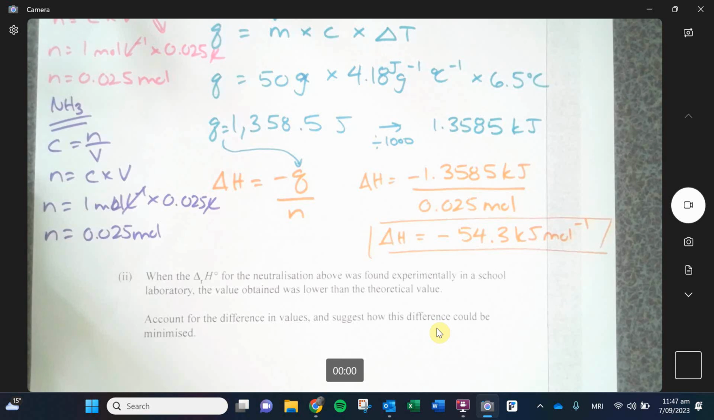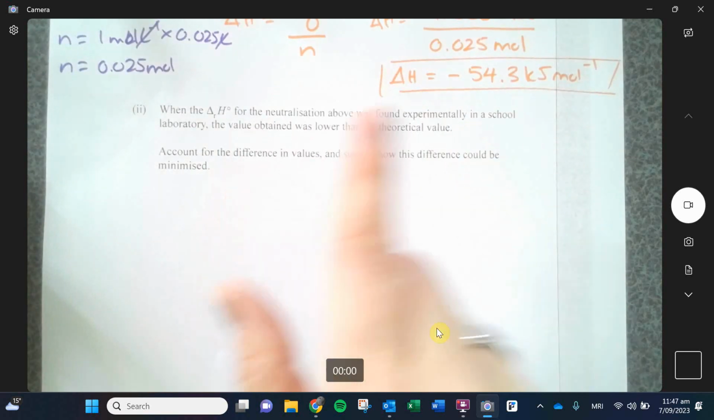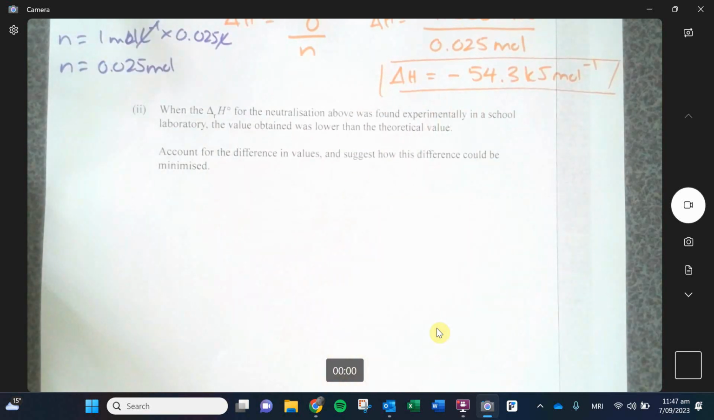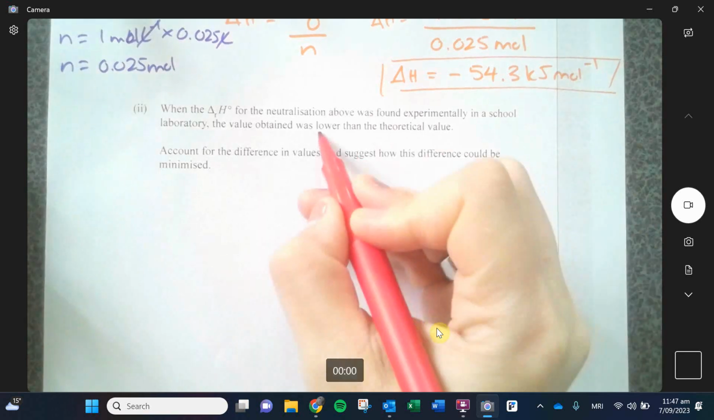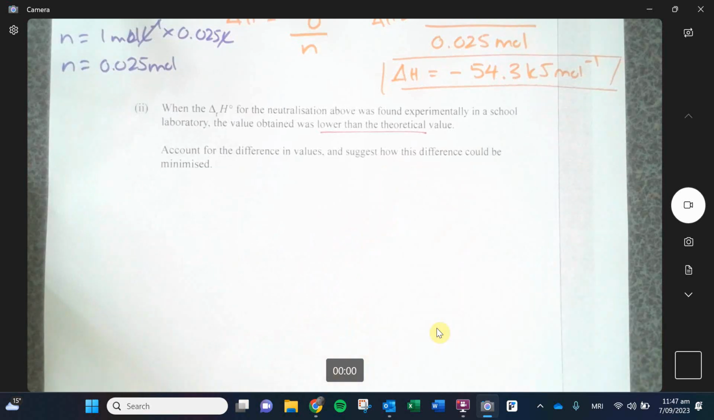Keep going. All right. This one here you guys have seen already. This one talks about experimentally they found a value that was lower than the theoretical one. Explain the differences for these two and how to minimize it. It's exactly the same as the burning fuel one that we talked about, was it last week? You're talking about how energy was lost to the environment and didn't get transferred to the water. We need to better insulate it, that sort of stuff.